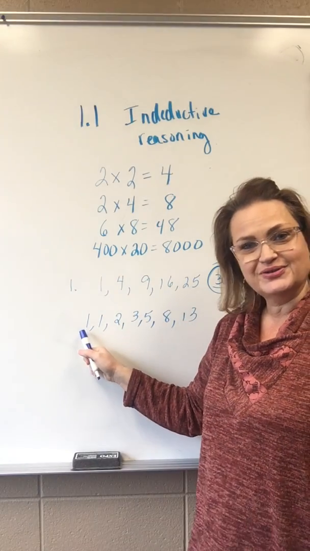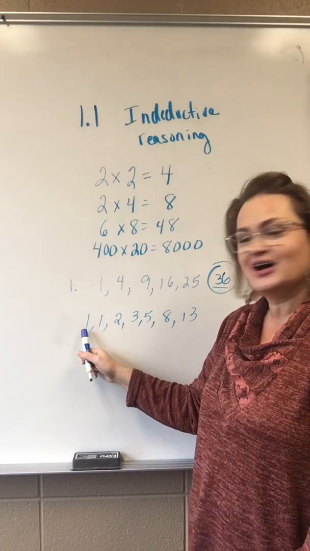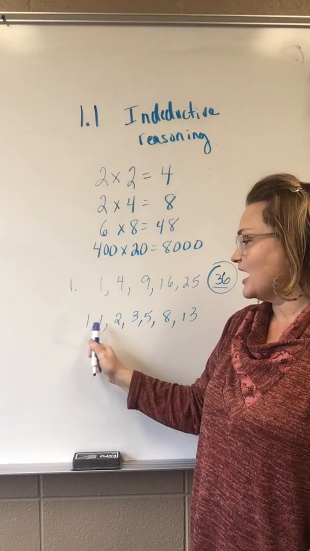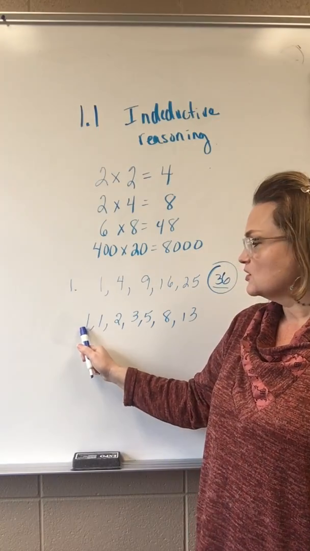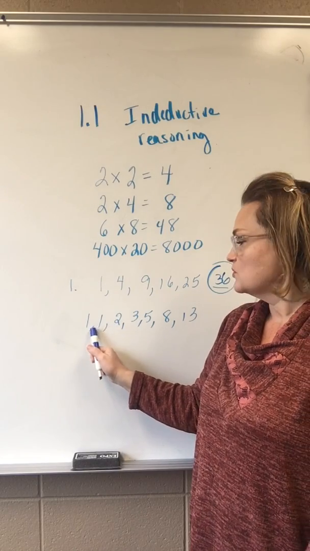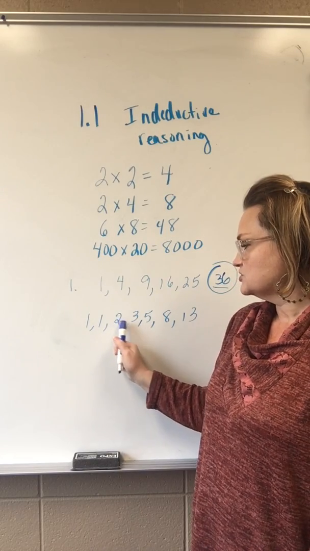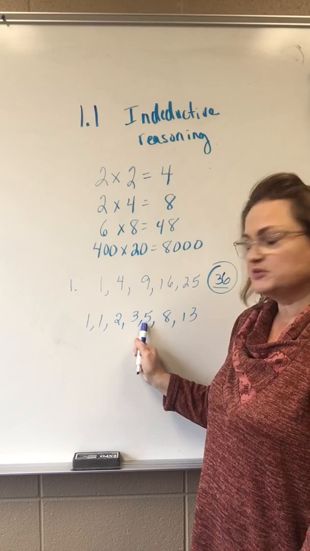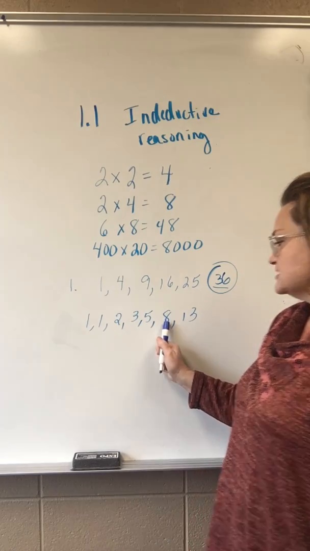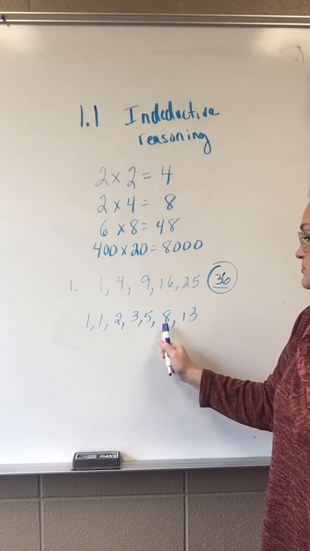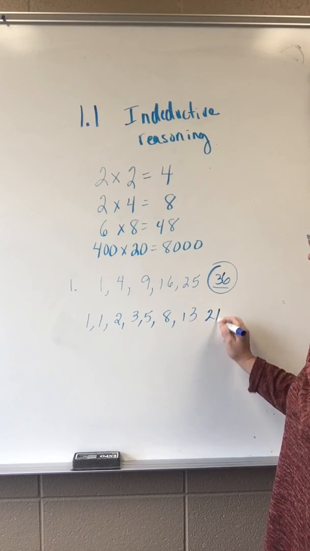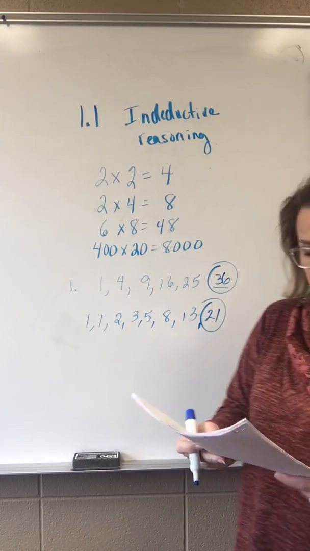And so I don't know if you guessed this one or not when you were looking at it, but they're adding the two numbers beforehand. 1 plus 1 is 2, 1 plus 2 is 3, 2 plus 3 is 5, 3 plus 5 is 8, 5 plus 8 is 13, so the next one should be 8 plus 13 is 21. So that one was 21.